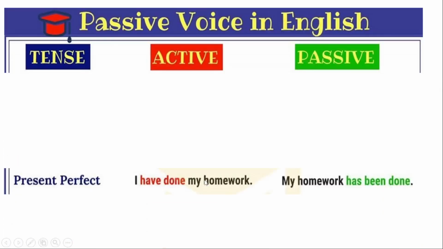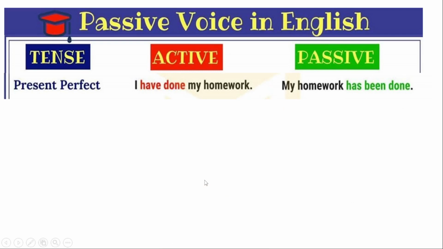Now let's go to present perfect. For present perfect, how do I know that this is a sentence in present perfect? Well, I have the conjugation have or has with the subject and my verb in past participle already.